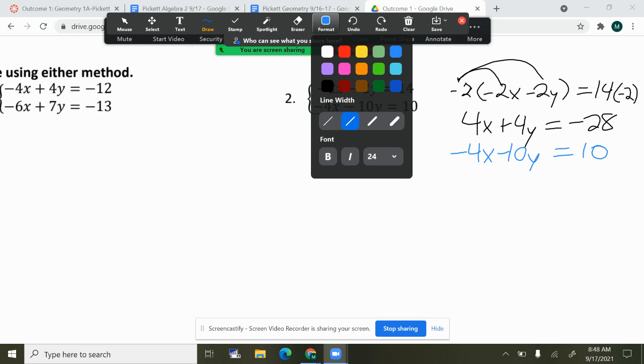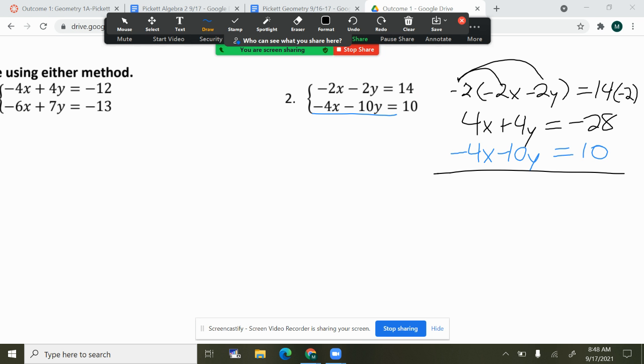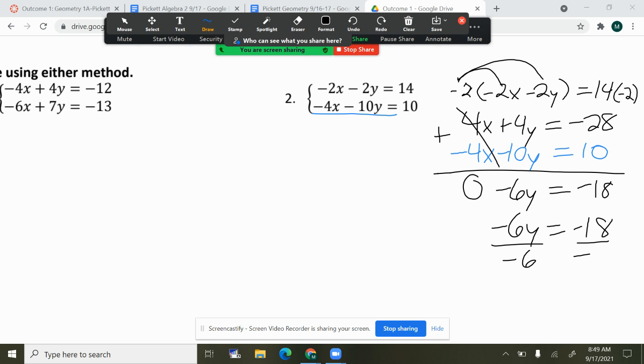Alrighty, so now I add them. Negative 4x minus 4x, essentially, plus a negative, that goes away, or 0. 4y plus negative 10y, which is really like minus 10y, I have negative 6y, is equal to negative 28 plus 10 is negative 18. So I have negative 6y is equal to negative 18. Divide both sides by negative 6, and we get y is equal to 3.